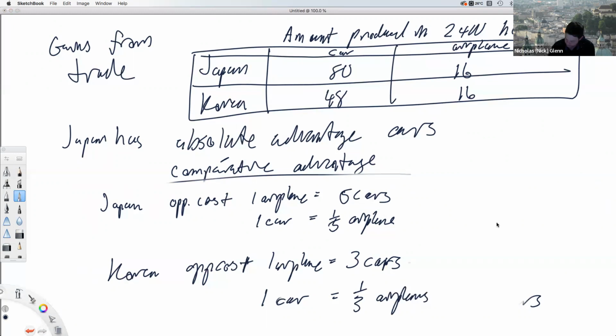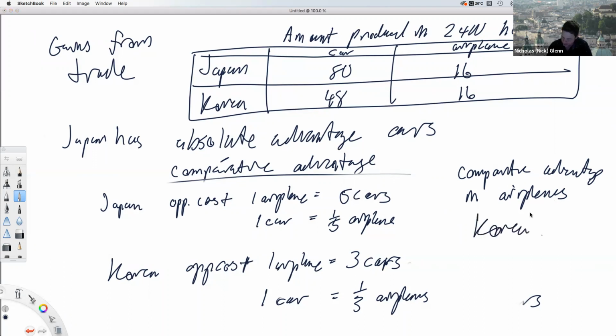All right. So let's see who has a comparative advantage in what. Comparative advantage in airplanes will be whoever has the lowest opportunity cost. So Japan is 5 cars, Korea is 3 cars. So Korea has a comparative advantage in airplanes. If they want to trade, Korea should produce a little more airplanes and trade them to Japan for something. Now, does Japan actually have any interest in doing this? We'll see if they have a comparative advantage in something.